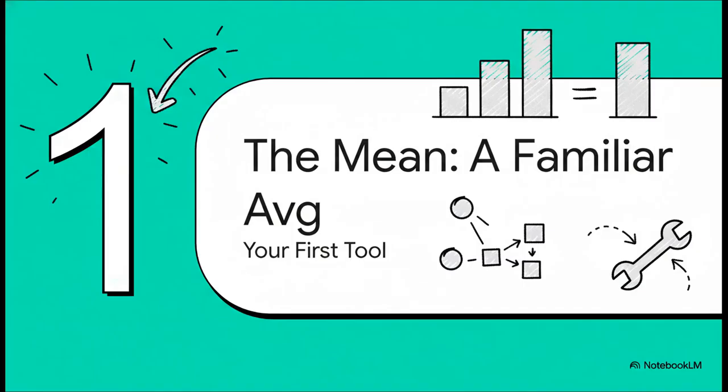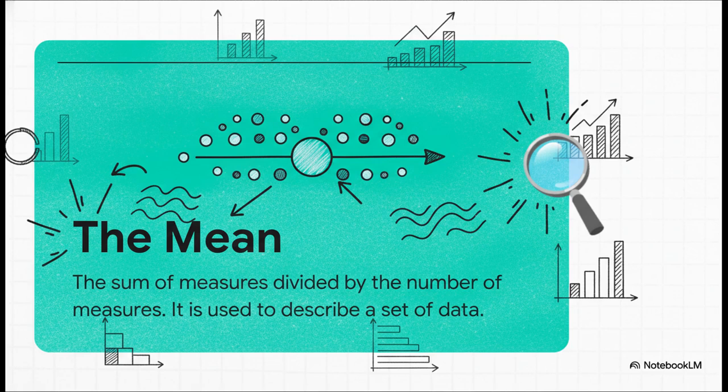First up is the one you've definitely seen before. It's our most common tool, even if you know it by a different name. Let's talk about the mean. The mean is what most of us just call the average, and it's the real workhorse of statistics. Its whole job is to find the perfect balancing point in our data. You know, that one central value where everything else seems to cluster around?